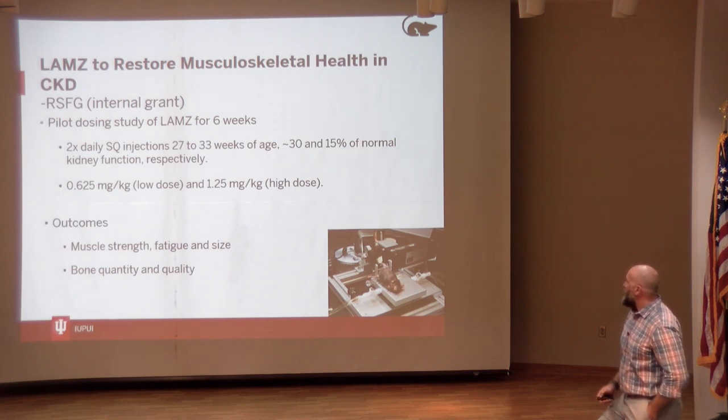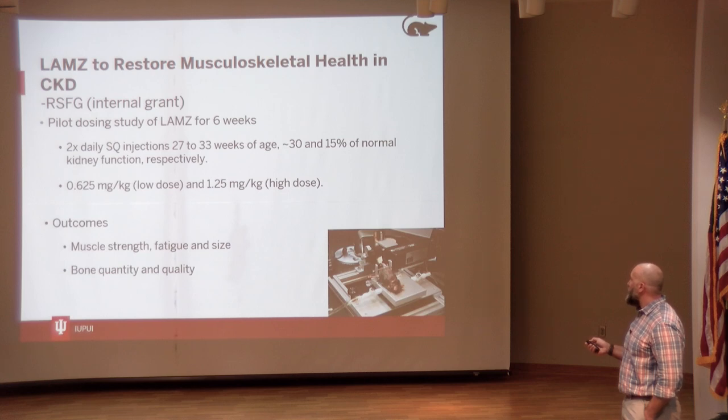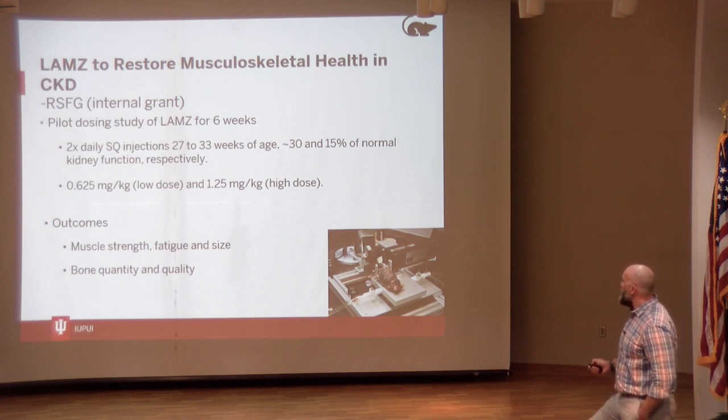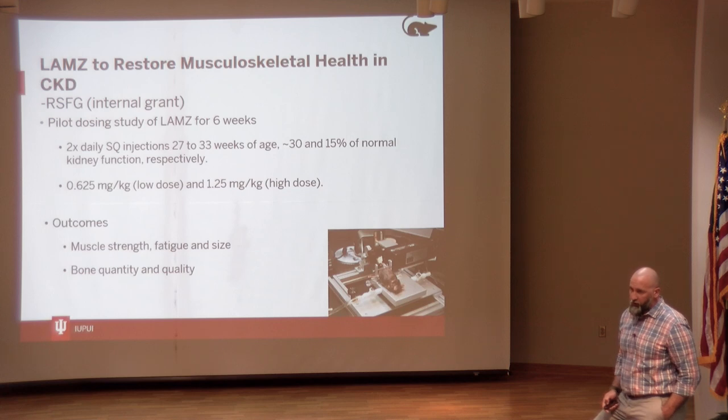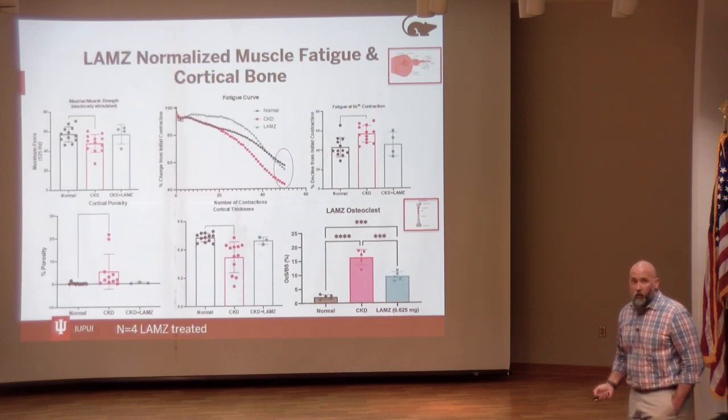So we did a pilot study, and we're finishing this study with internal funding from an RSFG, where we do two times daily subcutaneous injections of these LAMBS animals from 27 to 33 weeks. Again, that's sort of mid-stage to end-stage renal disease. We're looking at muscle strength, fatigue, and size, as well as bone quality and quantity. The exciting thing from this is that LAMBS actually worked in our model.